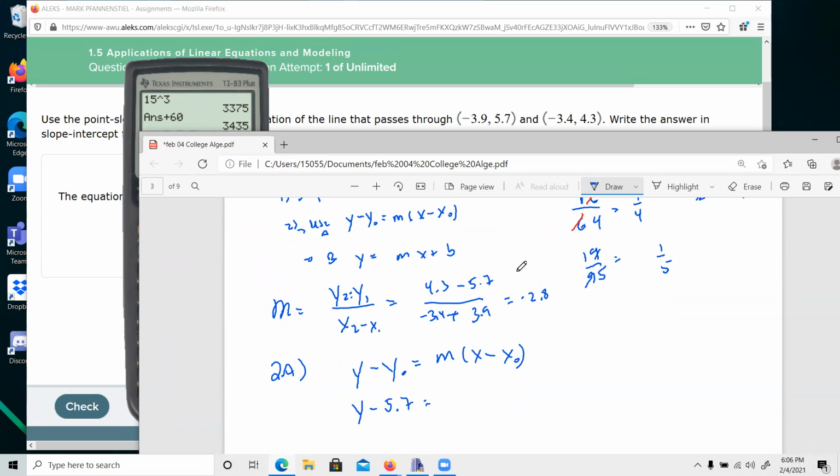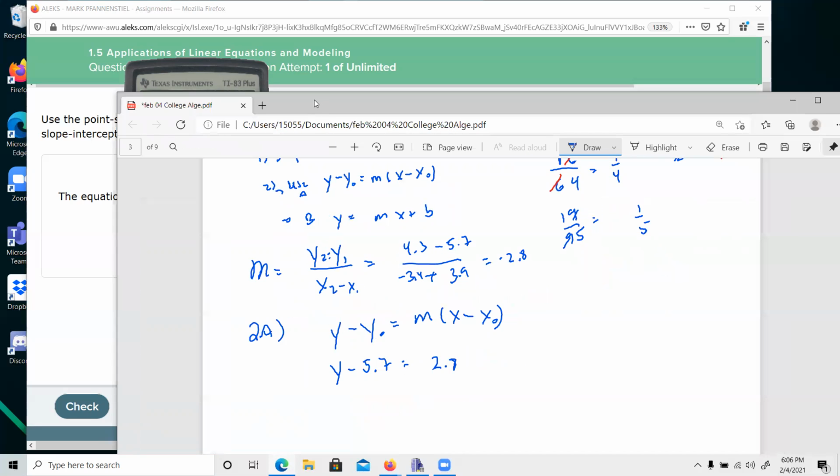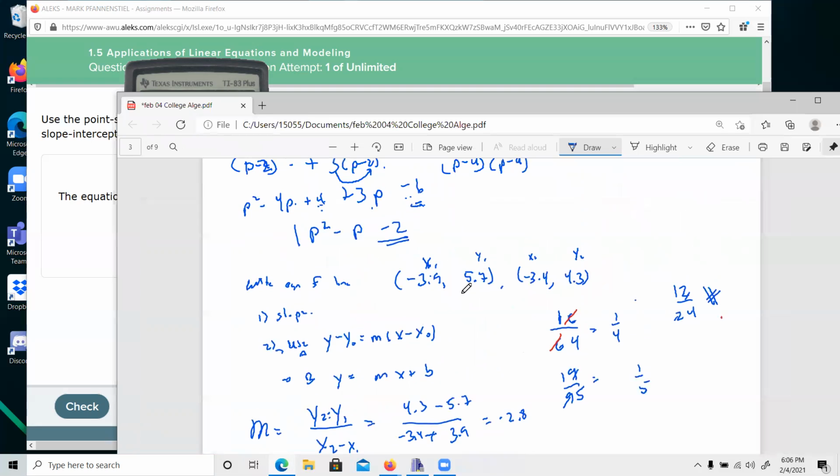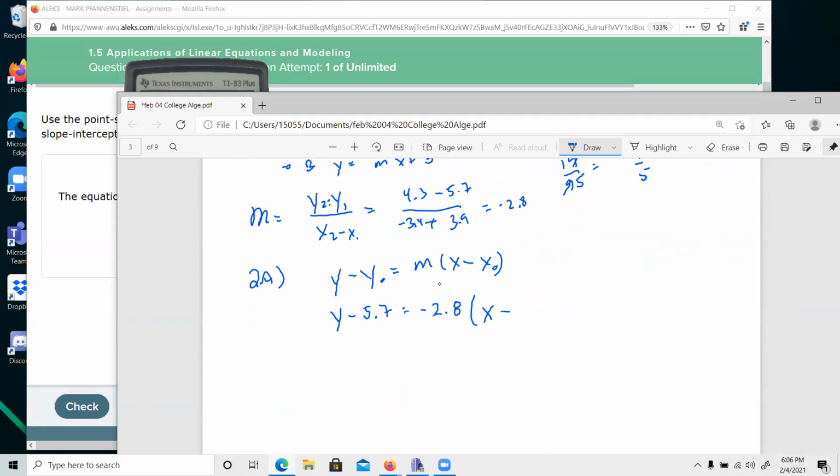is equal to m. M we said was negative 2.8. I'm going to go ahead and make that a proper 8 here. All right, x minus, we had a 5.7 here. We need a 3.9. Okay, so we have y minus 5.7.